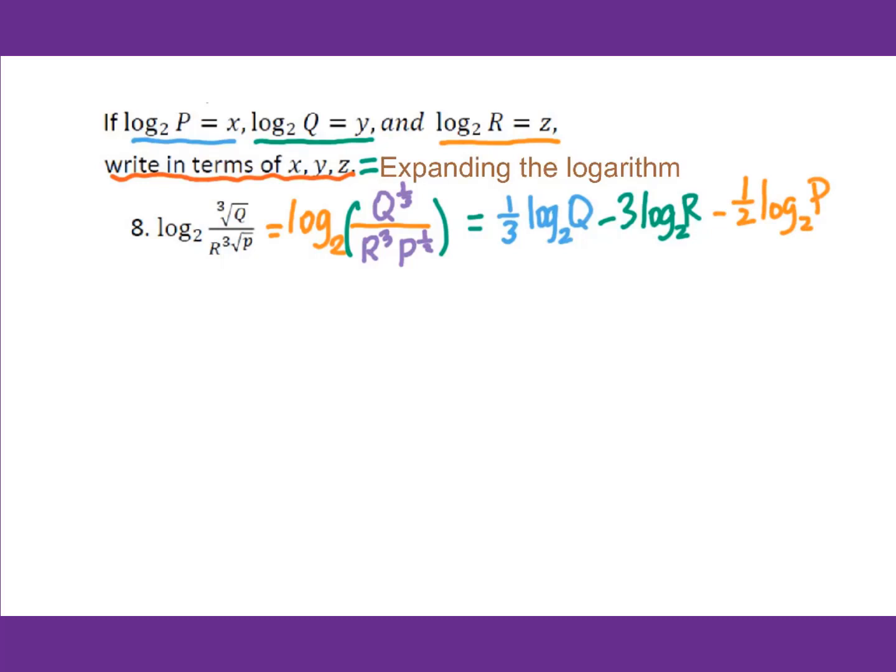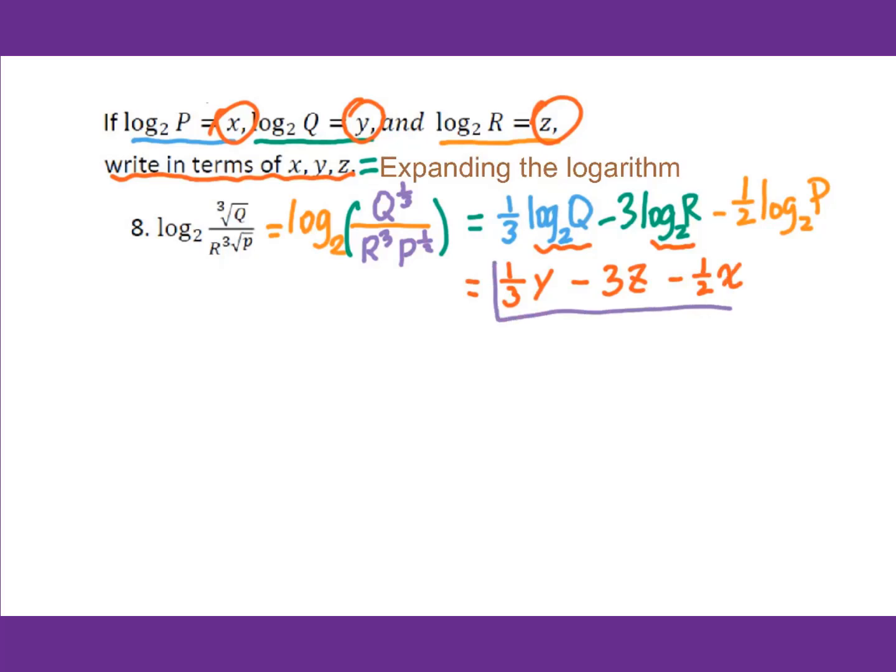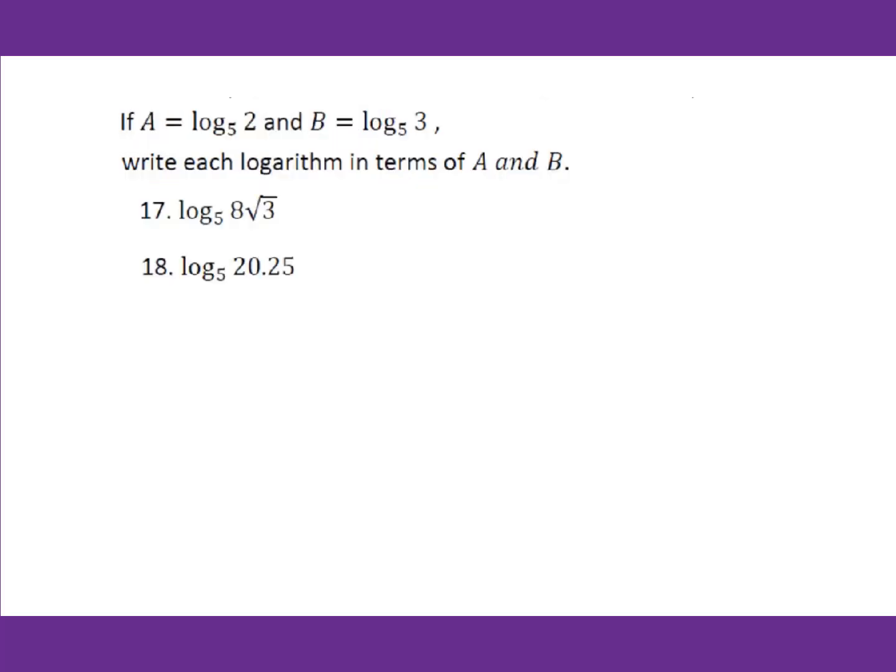Last step, we need to plug in. Log base 2 of q, that is y. So we get 1 over 3 y minus 3 times log base 2 of r, that's z, minus 1/2 times log base 2 of p, that's x. This will be the answer to this question. One more.